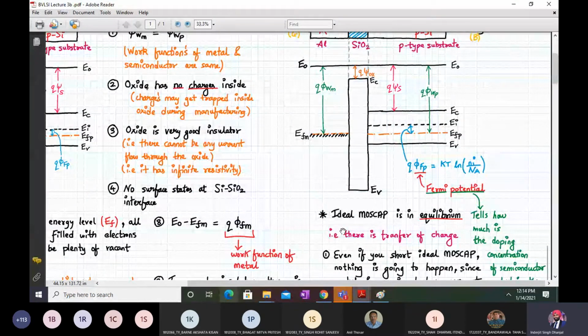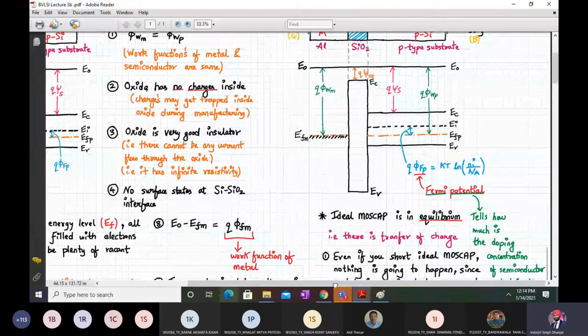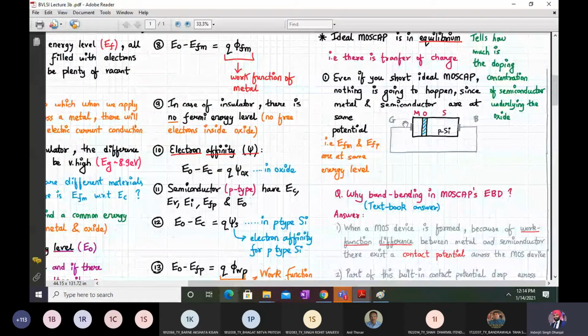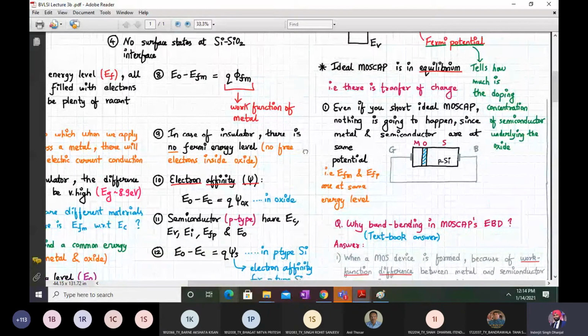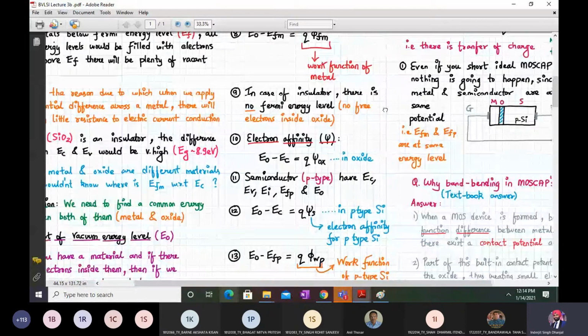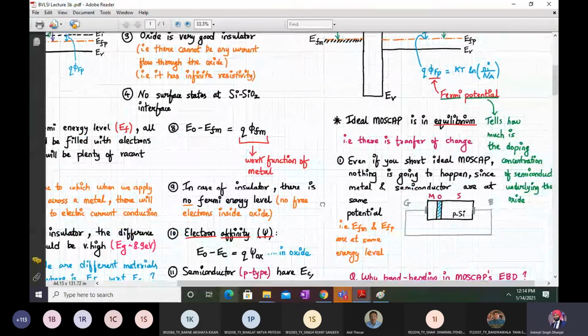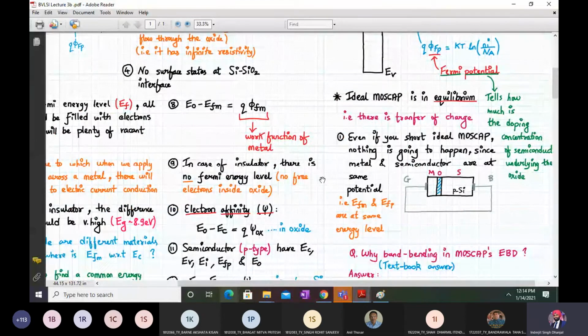Even if you short circuit your ideal MOS capacitor, if you have two terminals, gate and the substrate, even if you short circuit them together, nothing is going to happen, since metal and the semiconductor are at the same potential. EFM and EFP are at the same energy level. Okay, so does anyone have any doubts so far? Anyone?